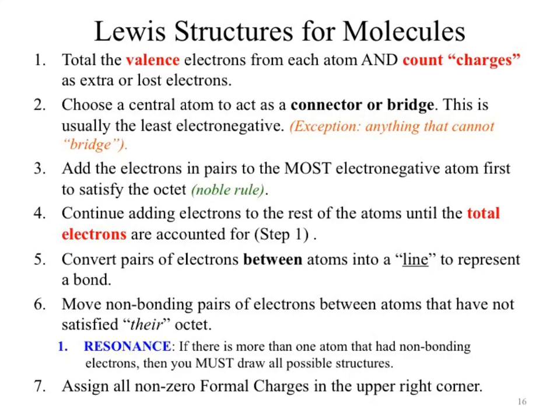Okay? Choose a central atom. The central atom will be the least electronegative that can bridge. Okay? To bridge, it has to have more than just 1 electron. Okay? And less than 7, actually. Okay? We'll add our electrons in pairs to the most electronegative atom first. Because what we're trying to get up to is 8 electrons around our central atom.